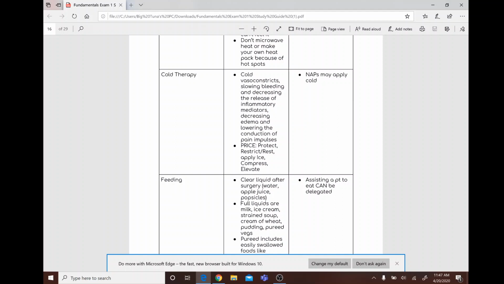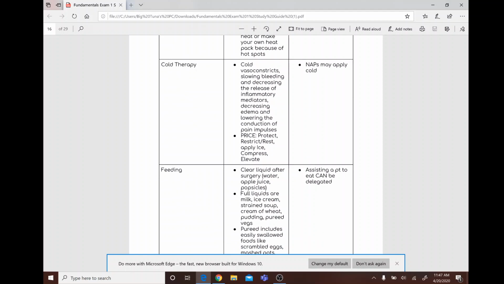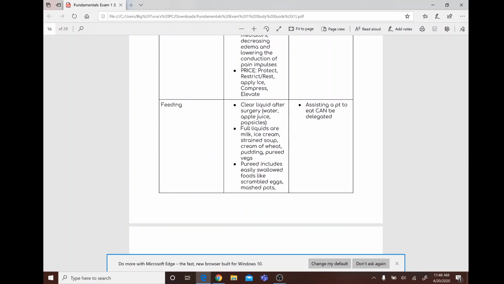Cold therapy vasoconstricts, slowing bleeding, decreasing the release of inflammatory mediators, decreasing edema, and lowering the conduction of pain impulses. What does PRICE mean for cold therapy? Protect, rest and restrict, apply ice and compress, and elevate. Can we delegate cold therapy? Yes.